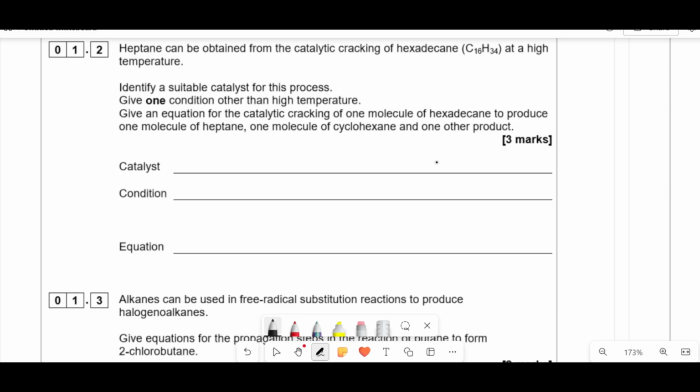So the thing that we're going to be using here for catalytic cracking is going to be zeolite or aluminosilicate. So zeolite. Another thing as well is that we need to use a moderate pressure. So it doesn't have to be really high. It's just got to be slightly above atmospheric.